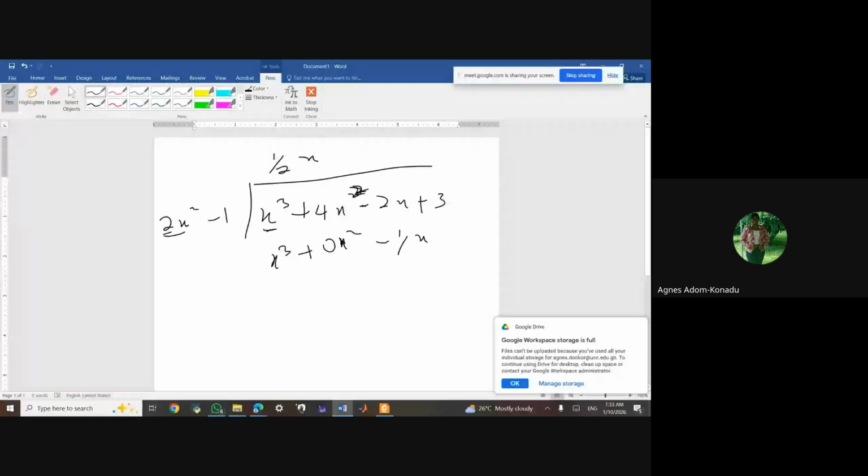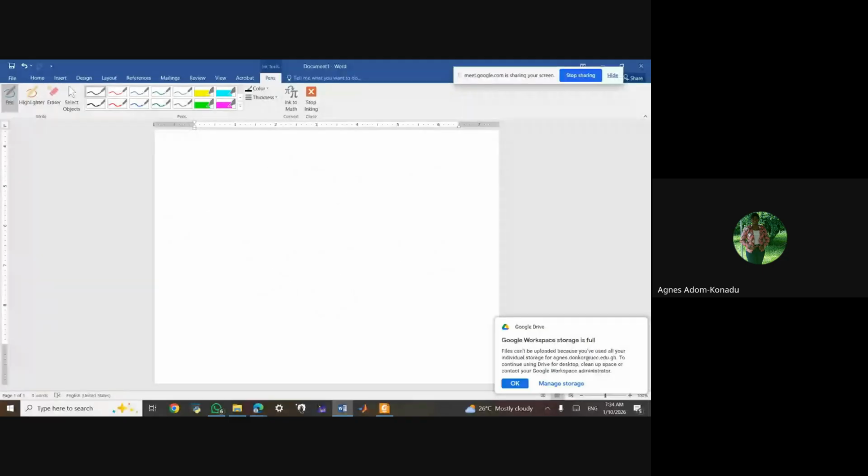So I'll bring the negative sign here, then I'll subtract it from this. When I subtract S cubed from S cubed, I'm going to get 0. Then I'll subtract 0S squared from 4S squared. This will give me plus 4S squared. Then I'll subtract negative half S from negative 2S. So this is negative 2S minus minus, and minus minus will give me plus. So negative 2S plus half S.